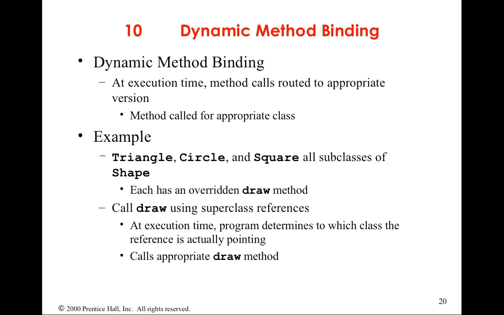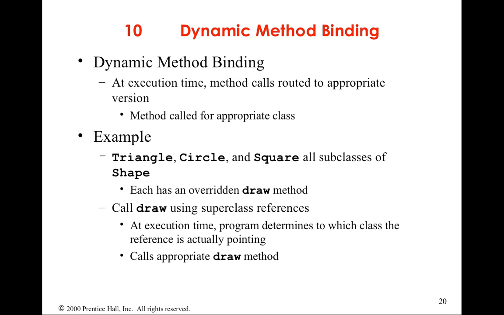Dynamic method binding. That we did talk about. As an example, circle, triangles, and squares are all subclasses of shape. Each has its own overridden draw method. So when we override methods, we have a shape that has draw in this particular example, and then we create a triangle and we have a draw in the triangle, and we have a draw in a circle and a draw in a square.